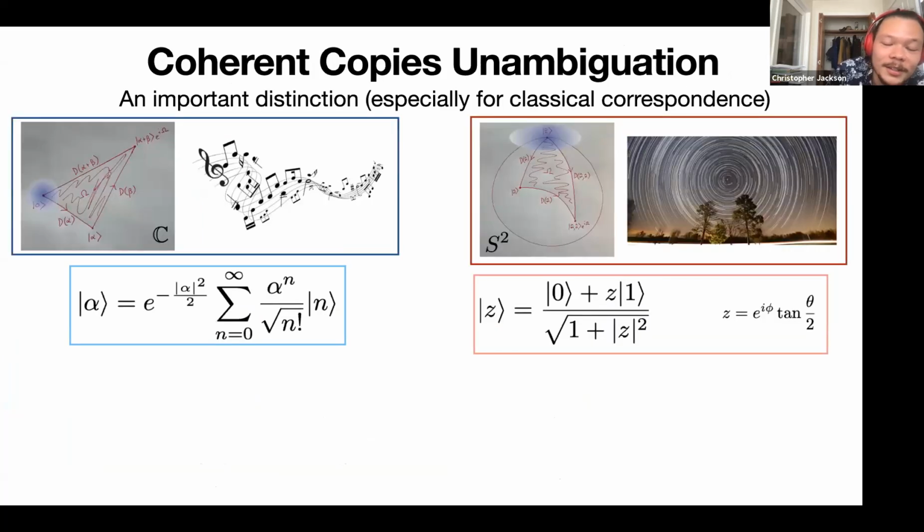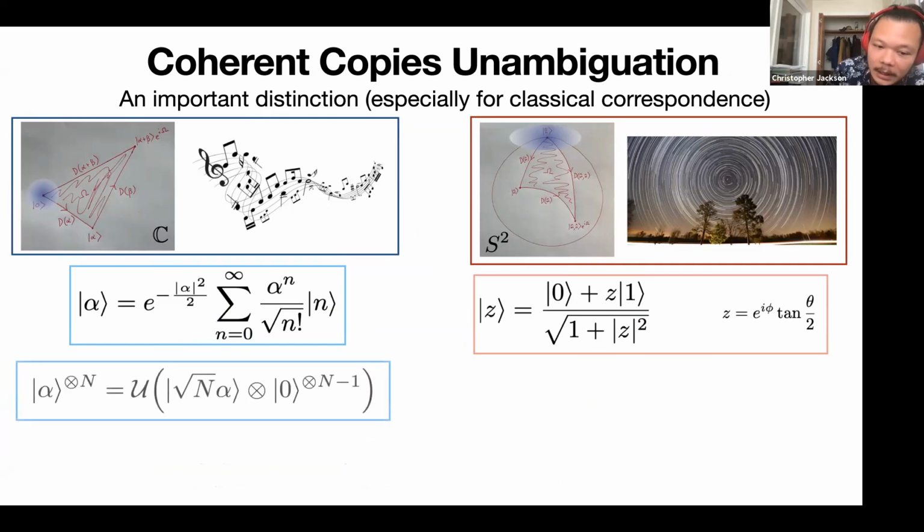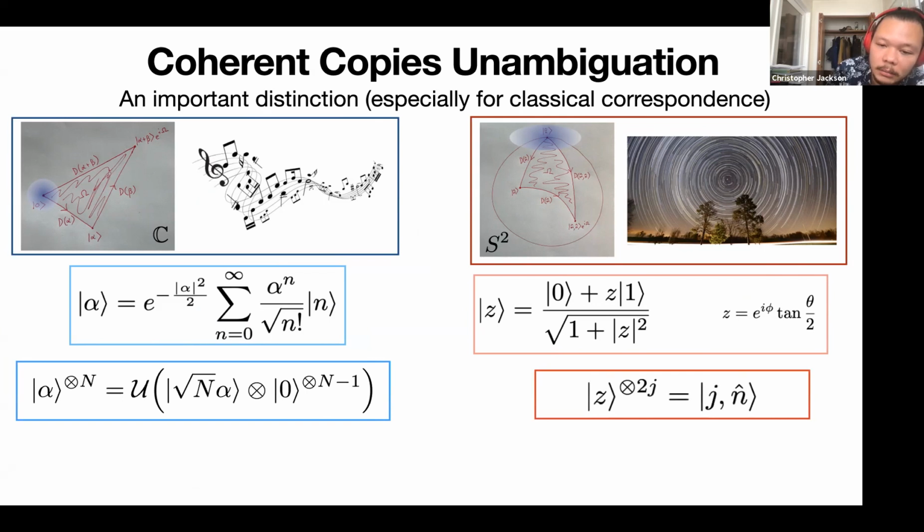Okay, here's one more random fact that I think is important, but I feel like I have to say it. So spin coherent states and standard coherent states have a very different personality when it comes to how they behave on their copies. When you take copies of standard coherent states, there actually exists a unitary. So if you work in optics, there are some beam splitters that put all these coherent states into the same mode.